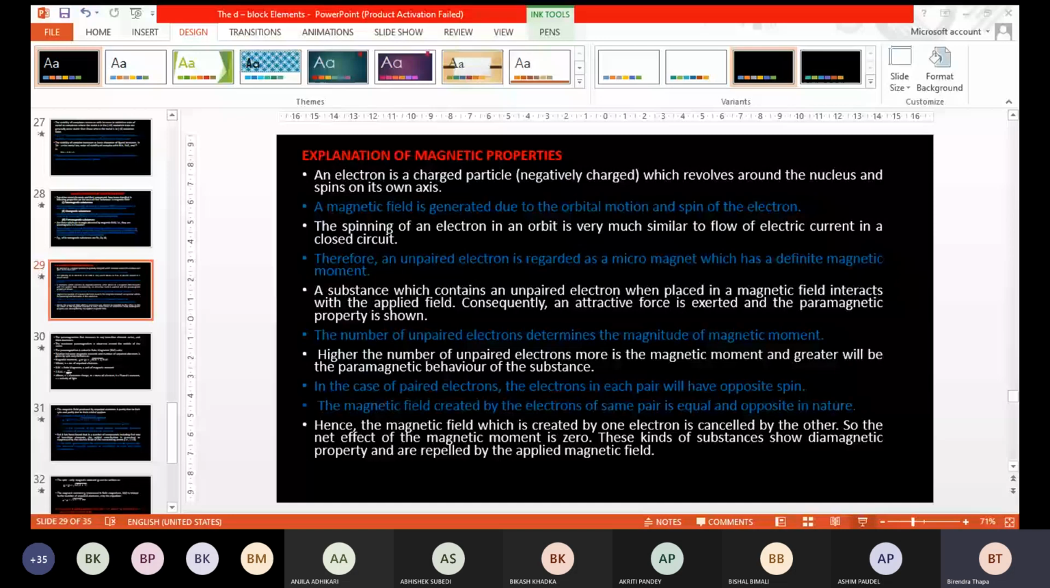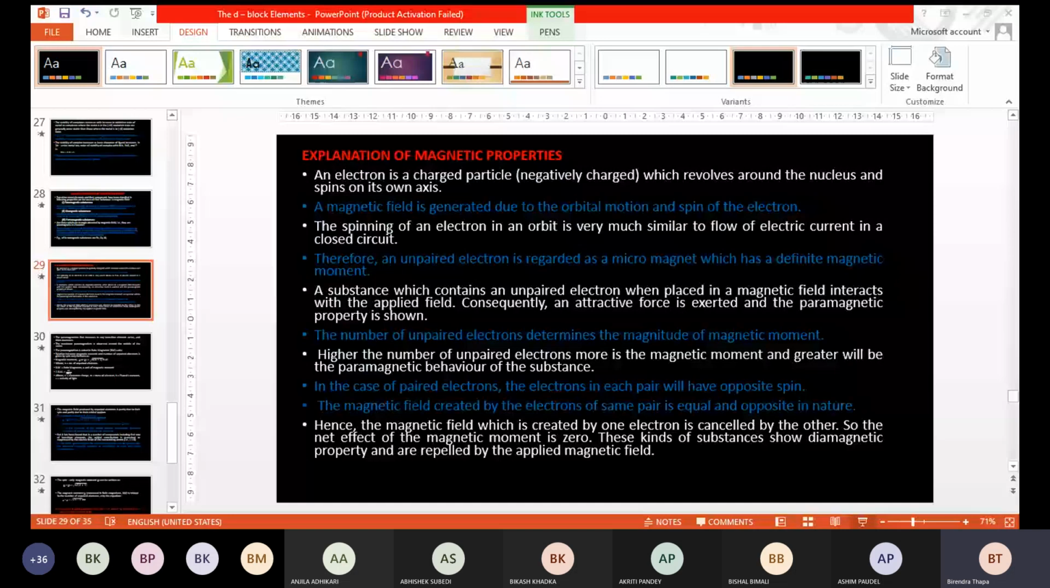As the number of unpaired electrons gets increased, the value of magnetic moment also gets increased, so that the greater paramagnetic character will be obtained, or higher will be the paramagnetic character. And here BM is the unit of magnetic moment. Its full form is Bohr magneton, or unit of magnetic moment.